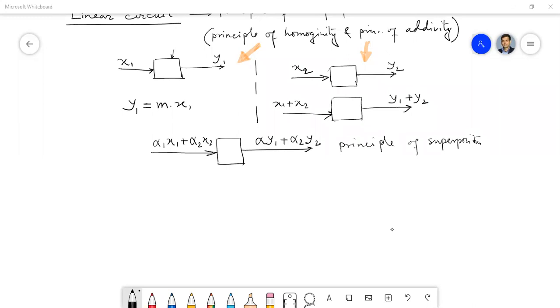Now I will explain that. Suppose I have a two loop circuit again. Again, I will take it in generic terms.